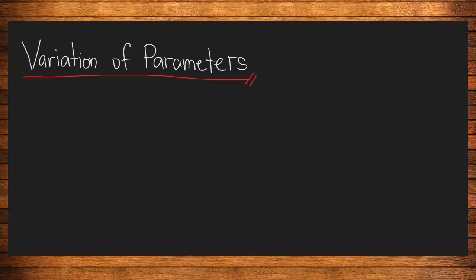Okay, so that's it for our first method. So next method naman na pag-uusapan natin will be the method of variation of parameters. So this method will be more general, okay?